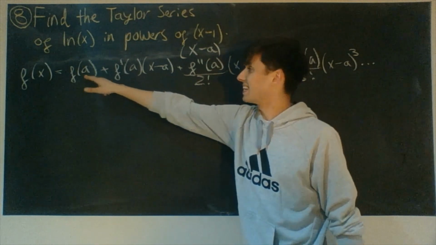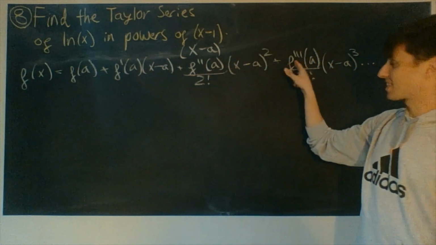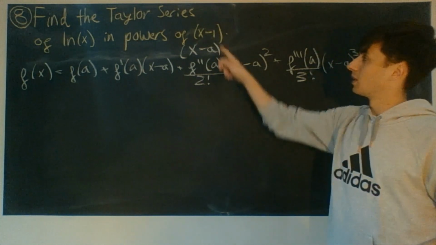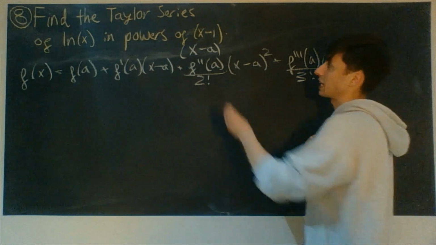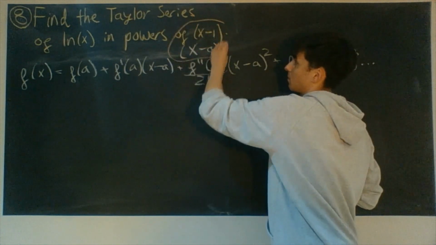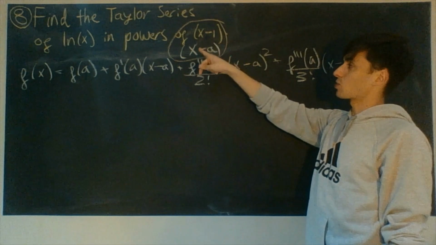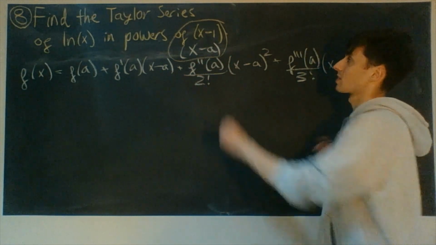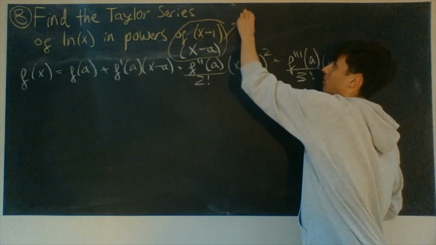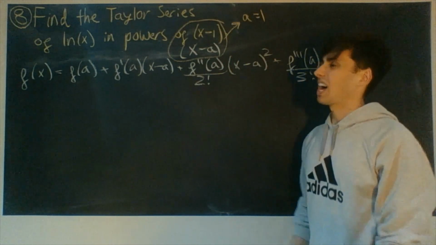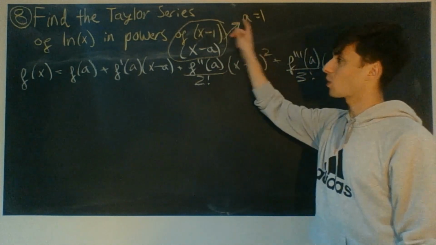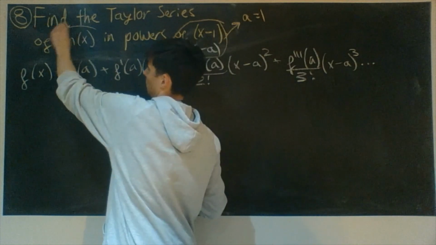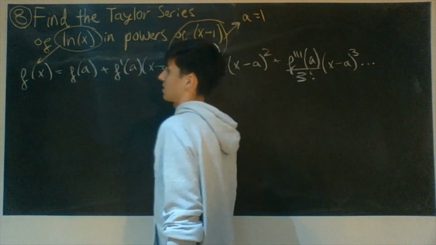What this tells us is these things we need to know: the successive derivatives of f at that point a. It doesn't take too much thinking to see that if we want powers of x minus 1 and we need x minus a in our Taylor series, that means a has to be 1. And it goes without saying in this question that f of x has to be ln x. So ln x is our f of x here.